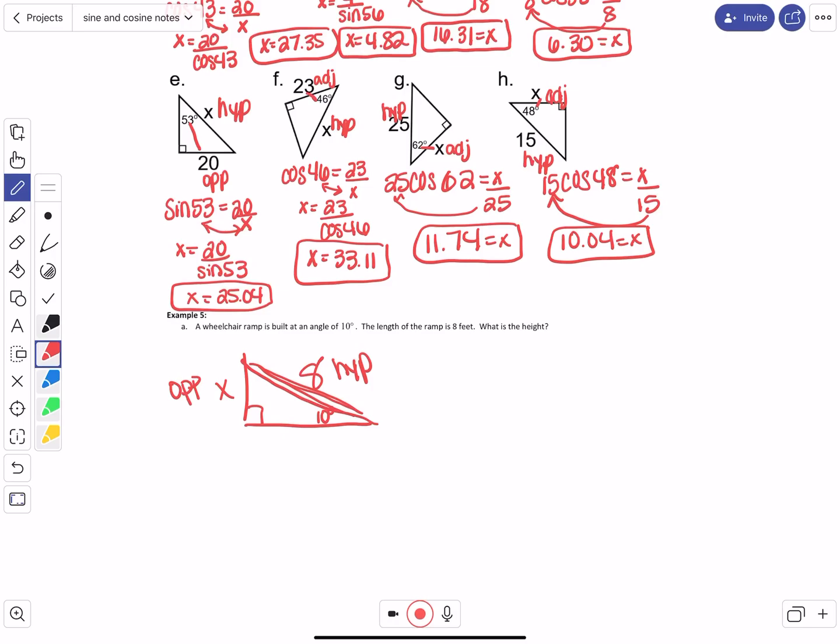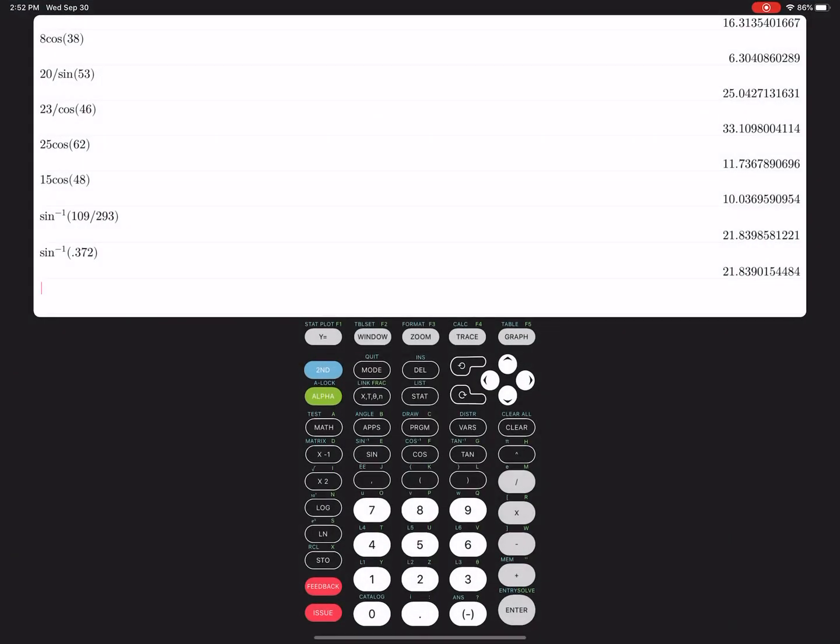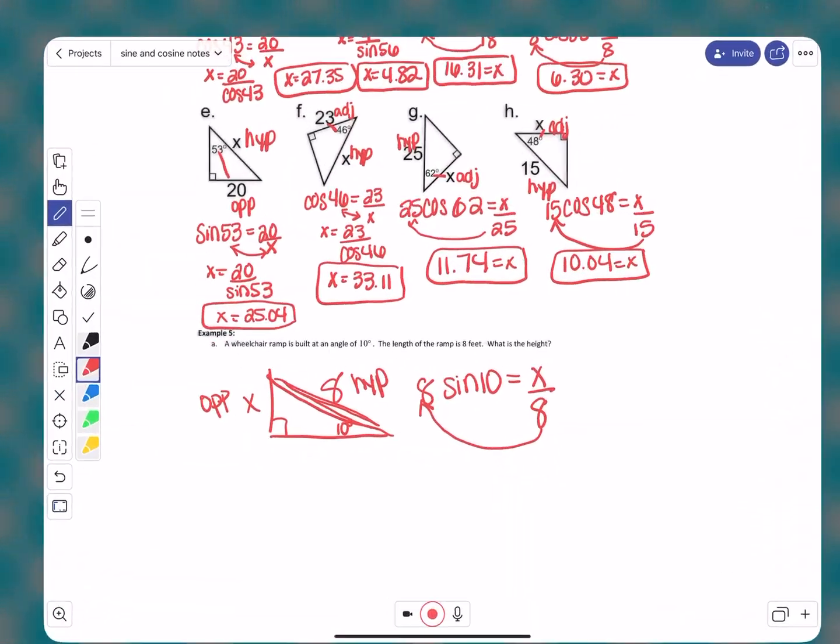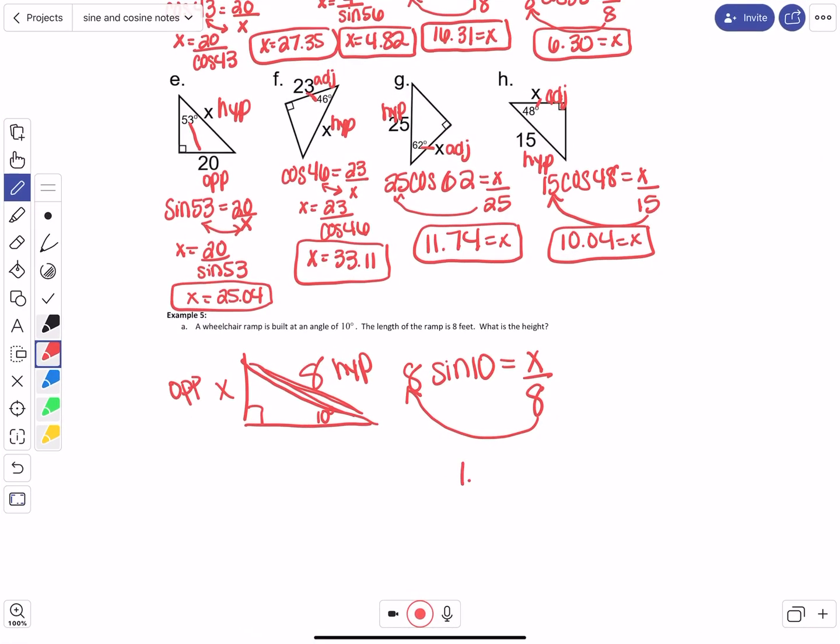Which one of those uses a combination of opposite and hypotenuse? Well, that would be sine. So sine of 10 is x over 8. I'm going to move 8 up and over. So I'm going to do 8 times sine of 10. So 8 sine of 10 is 1.39. So 1.39 would be the height. And that's it.